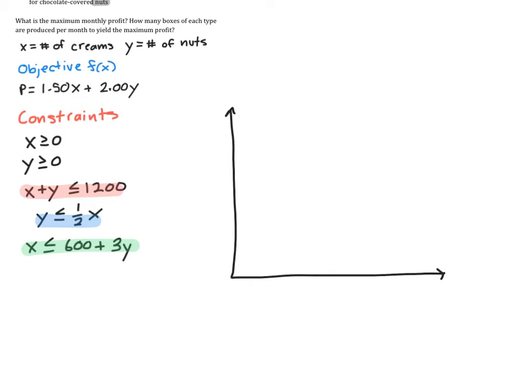So for this first function, it says x plus y is 1,200. Remember, the best way to do these, I think, is to graph the intercepts. So if y is 0, x is 1,200. And if x is 0, y is 1,200. And we can label those coordinates.